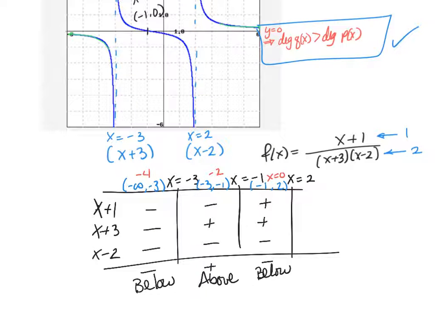I choose something in that last interval between 2 and infinity. What do you all want to choose? So I put 3 in that first factor. Is that positive or negative? Second one? Last one? Is this positive and above or negative and below?